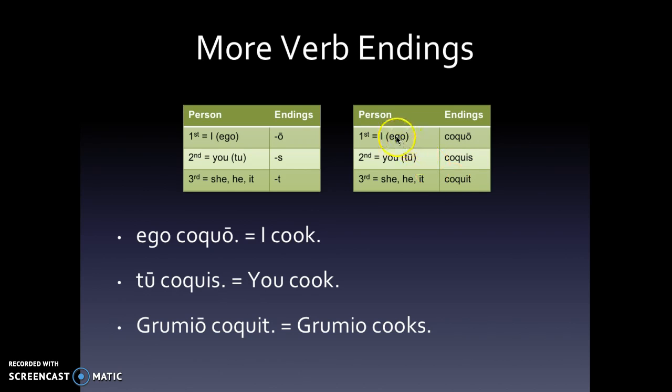And in this chapter, new is the word for I, which is ego. The word for you is tu. Now, it is a little bit redundant because this right here, this word by itself means I cook. So the ego there really isn't necessary. It's really just there for emphasis. Same with kokwis. We know that you are doing the cooking because it ends in an S, but the tu is just there for emphasis. So for example, ego kokuo, I cook. Tu kokwis, you cook. Grumio kokwit, Grumio cooks.